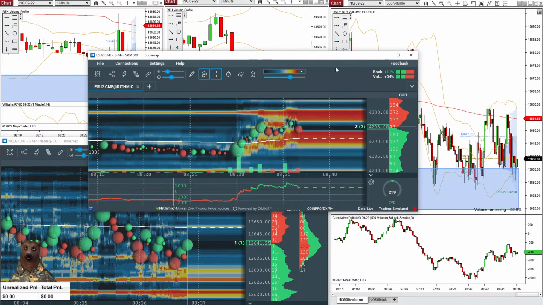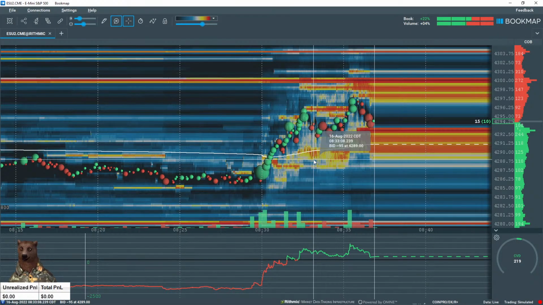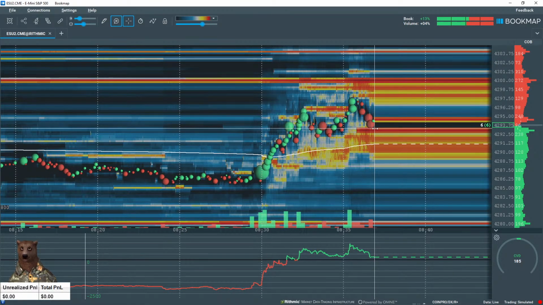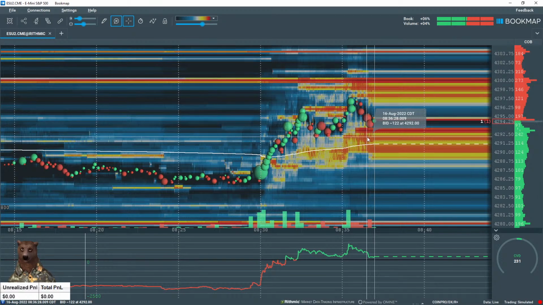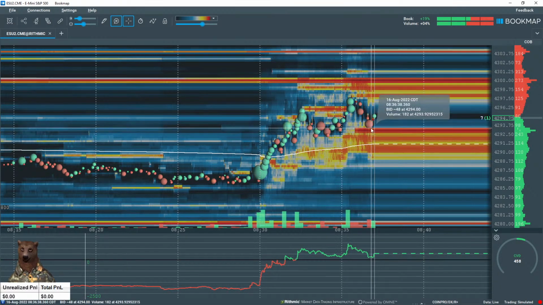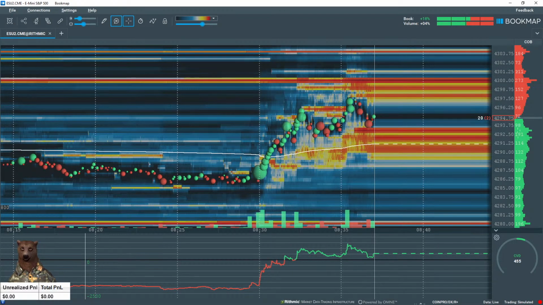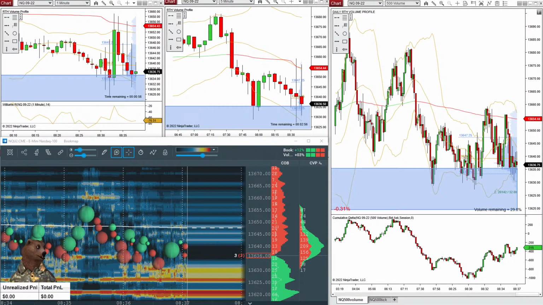Bookmap, you can also use it for ES. You can see all this liquidity here at ES that we're hitting right there. But this looks like shorter term liquidity, unless it already got eaten up. Higher term liquidity appears to be bouncing off that at 93. When we say liquidity, it's just orders.